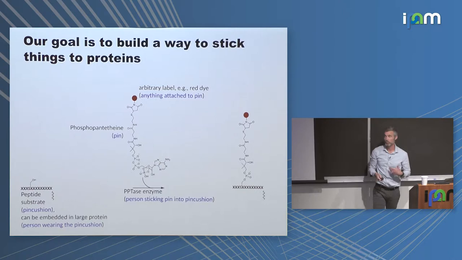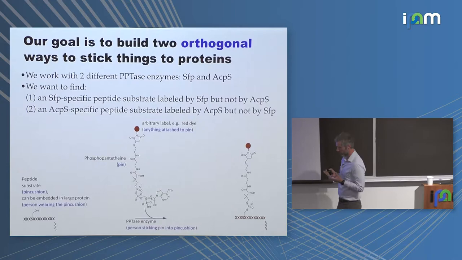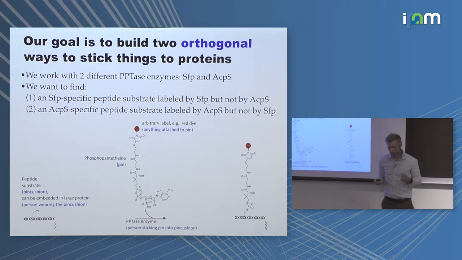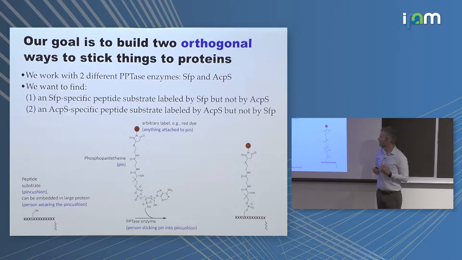I actually want to do that for two different enzymes. These phosphopantetheinyl transferases are a collection of enzymes, and I have two different ones. One's called SFP, and one's called ACPS. What I want to do is find two different peptide substrates, one of which is labeled by SFP but is inactive with ACPS. And then I want to find a second substrate that has the converse property, so it's active for ACPS and inactive for SFP.